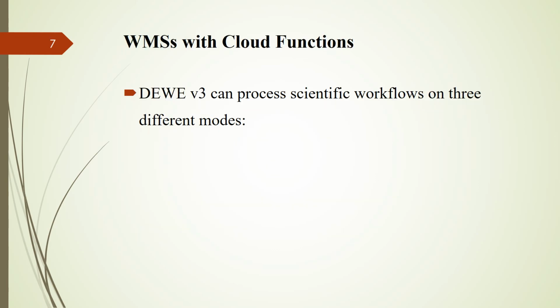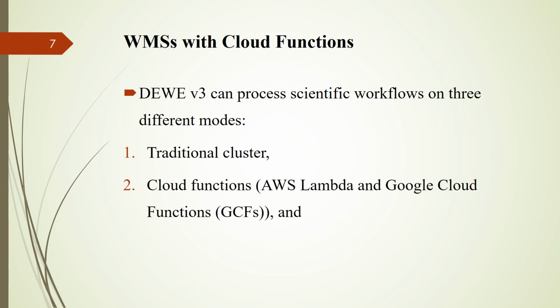The workflow management system WV3 is capable of executing scientific workflows with three different approaches. Firstly, traditional clusters, such as a number of VMs on cloud computing. Secondly, cloud functions, supporting two types of cloud functions, which are AWS Lambda and Google Cloud Functions. And finally, a hybrid mode that combines the traditional clusters with the cloud functions.